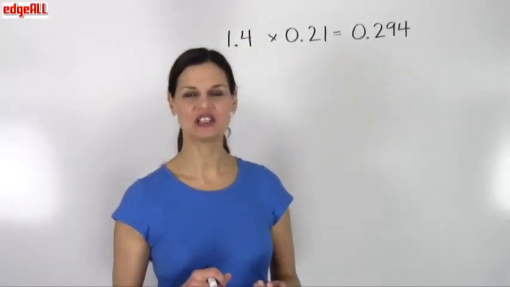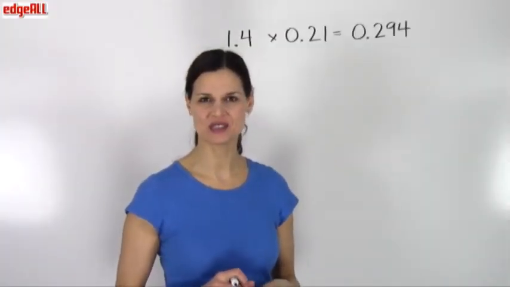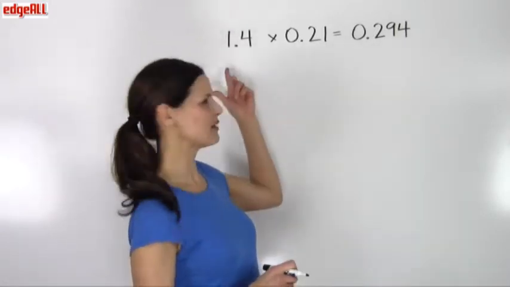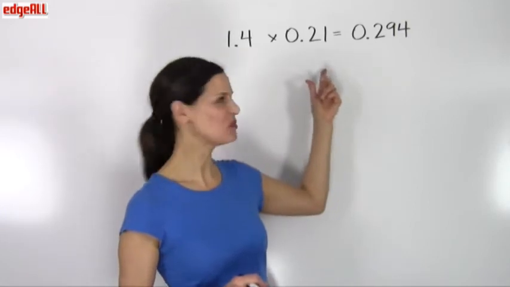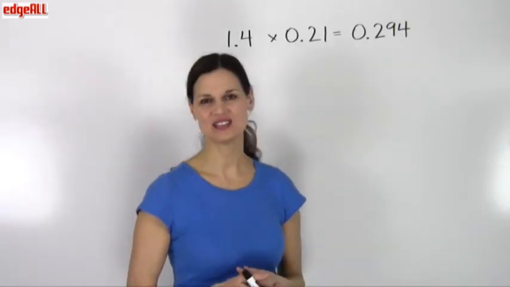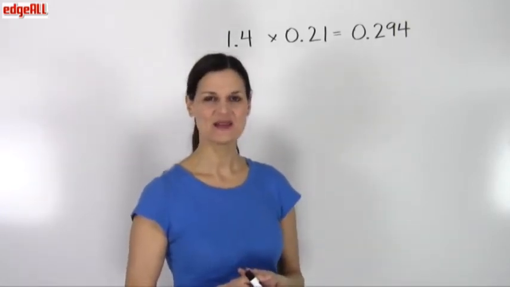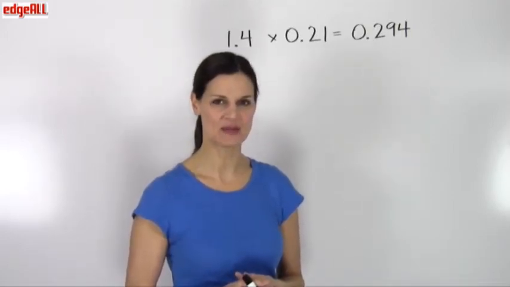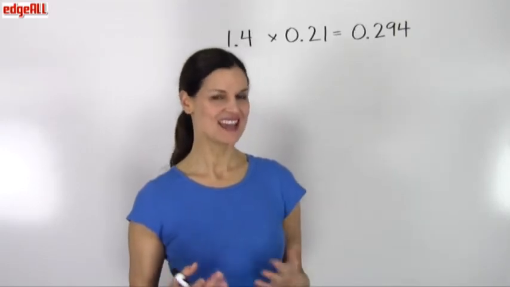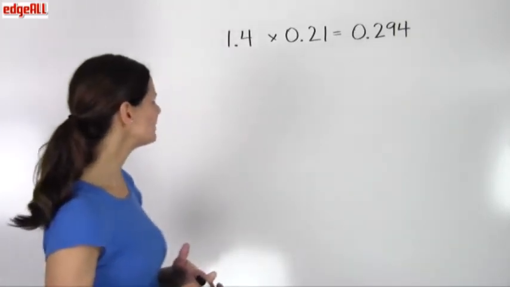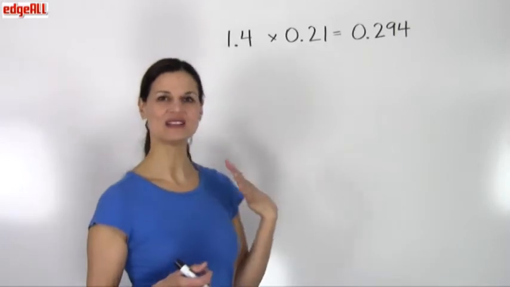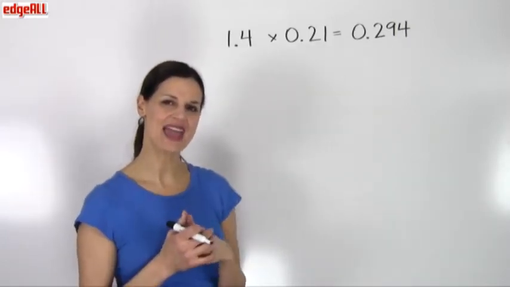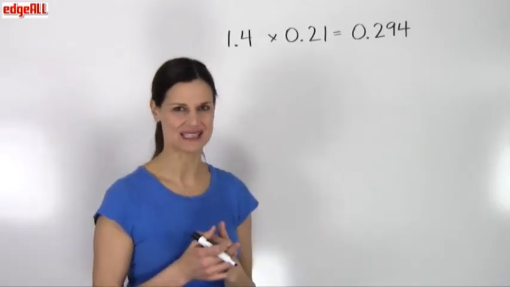Let's take another look at the problem that we just worked out with multiplication. That problem is 1.4 times 0.21 equaling 0.294. This makes sense if we also take a look at this problem as fractions. So let's see the fractional equivalent of 1.4 and 0.21. We're going to multiply those two together, and we can see in another way how the multiplication of decimals works out.